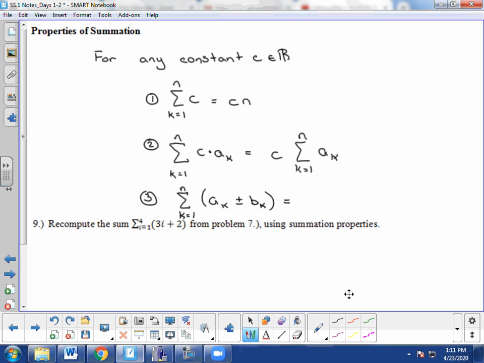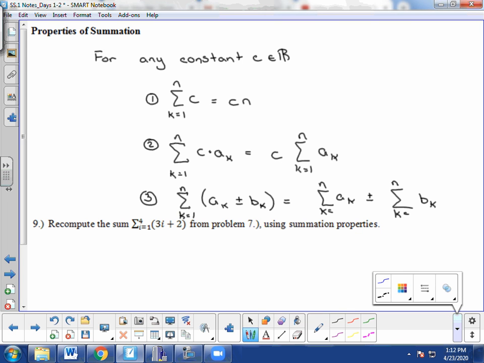What we can do there is we can find the summation of each part separately. So we can find the summation of a first and the summation of b first, and then add those together, or vice versa. We can go the other direction. So we can use these properties to help us simplify things. There's a couple more, but these are just the ones that we're going to focus on.